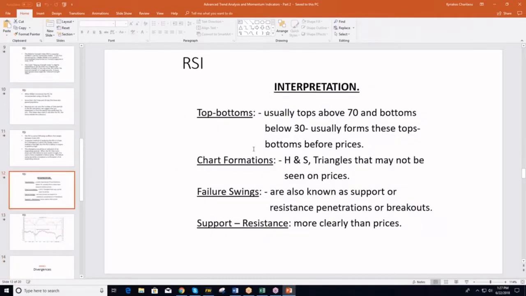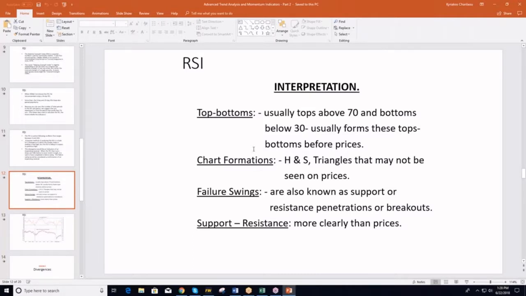Interpretation, tops and bottoms. How to identify tops and bottoms? Usually tops above 70 and bottoms below 30. The RSI usually forms these tops and bottoms before prices. So the upper extreme level of the RSI is 70 and the lower extreme level boundary of the RSI is 30. Chart formations you can observe on the RSI are head and shoulders and triangles, but it doesn't necessarily mean that because you have observed the pattern on the RSI, it will appear also on the price action.